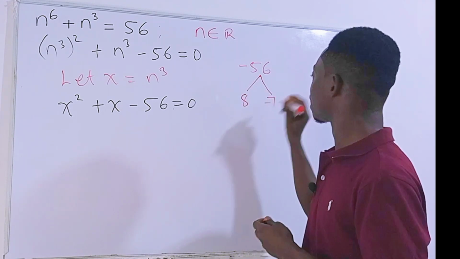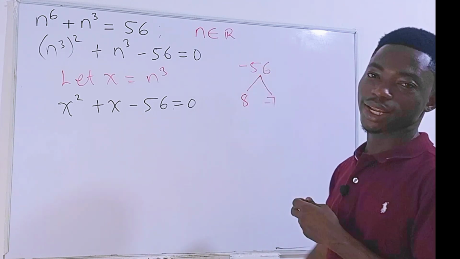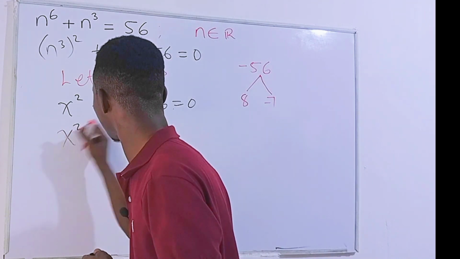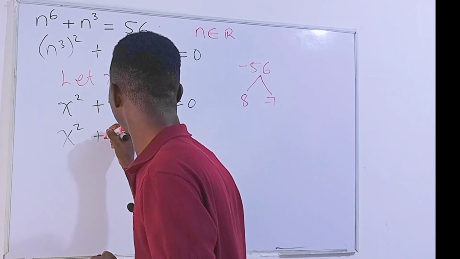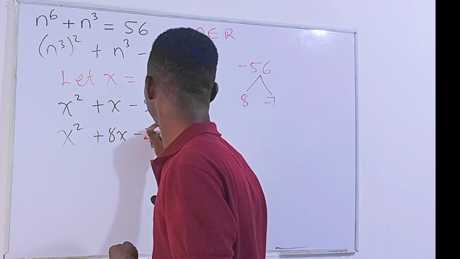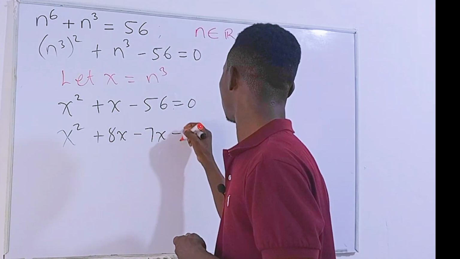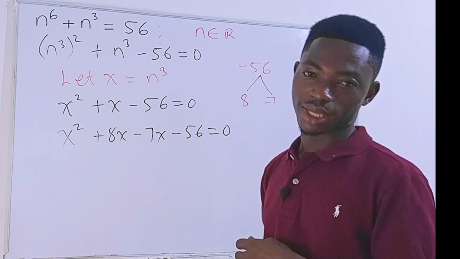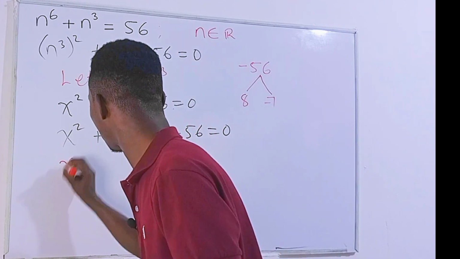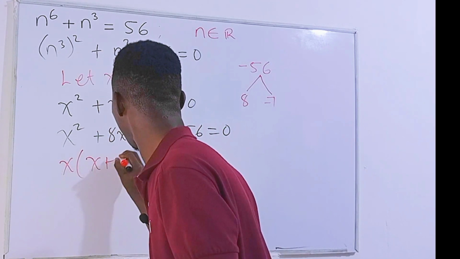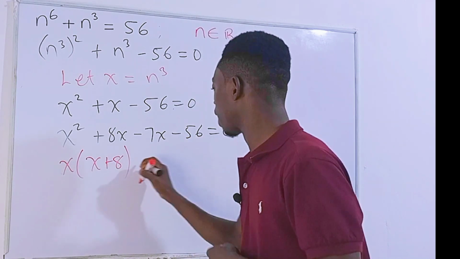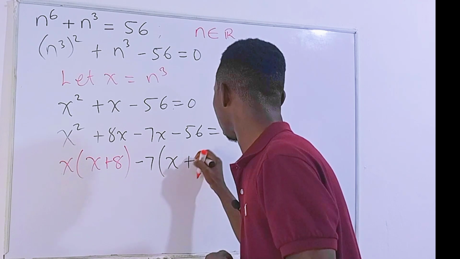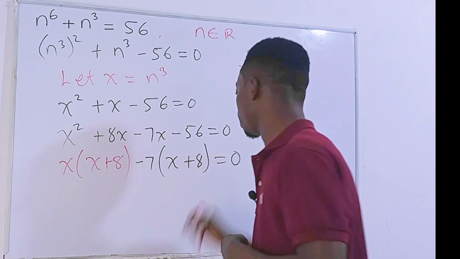Of course, we need to negate the 7 so that if we multiply them, we'll be getting the negative 56. And ladies and gentlemen, the new equation is now x to the 2nd power, then plus 8x minus 7x minus 56 is equal to 0. Now from these first two terms, we can just take x out so that we have x into x plus 8. Then right from here, we can just factor out negative 7. Then the inside will be left with x plus 8, just like that. And this will be 0.